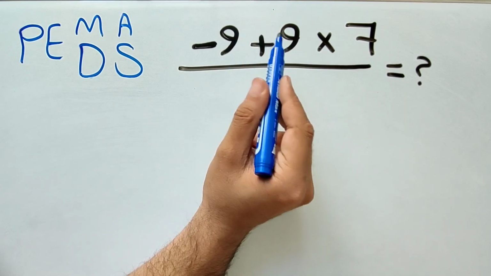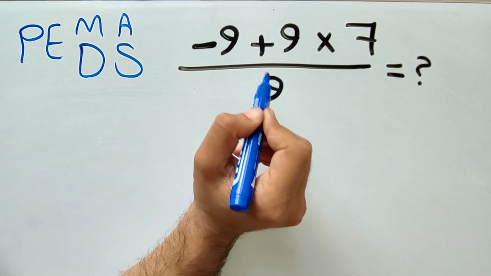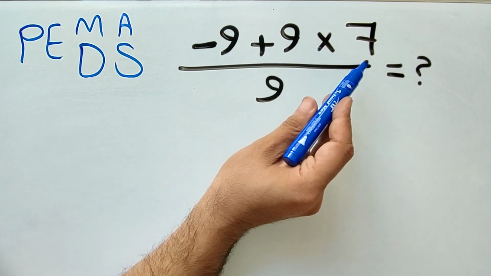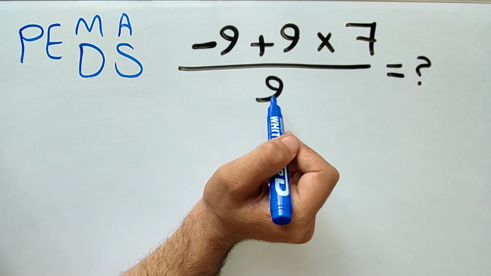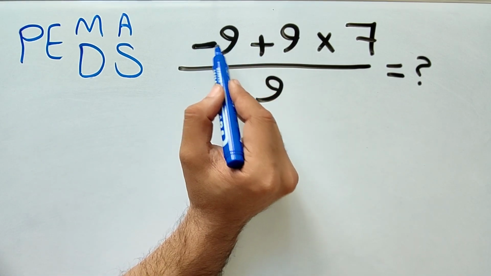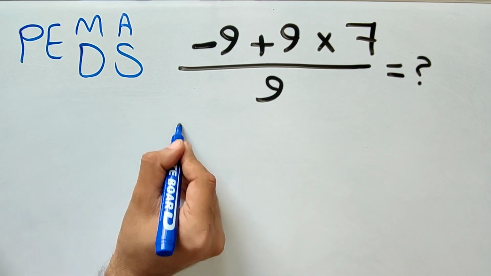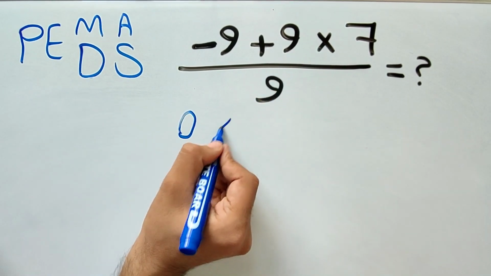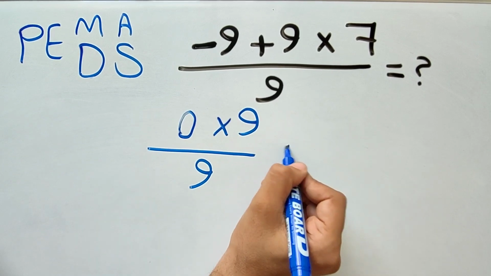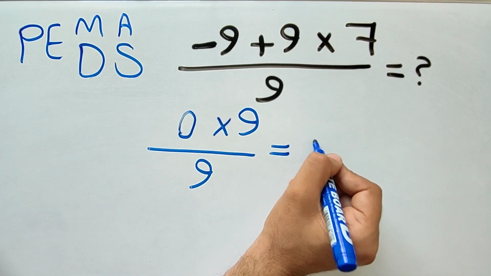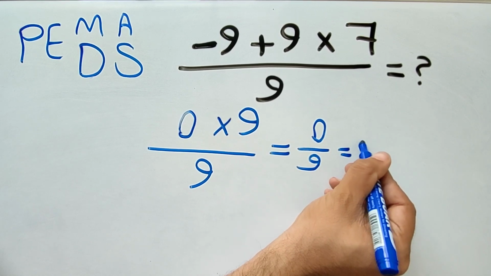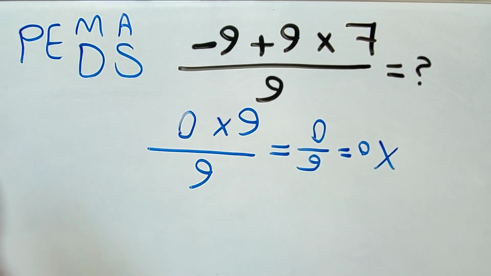Today I want to find the value of this expression. We have negative 9 plus 9 times 7 over 9. Maybe you solve this expression like this: negative 9 plus 9 gives us 0, and 0 times 7 over 9. And now 0 times 7 gives us 0 over 9, and 0 over 9 gives us 0. But this answer is not correct.